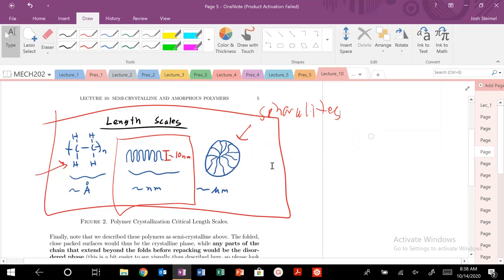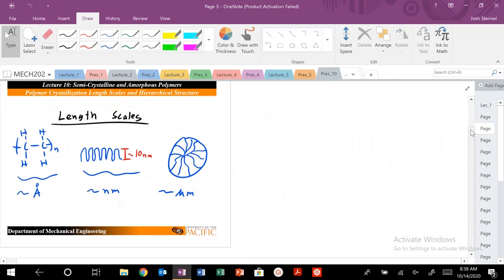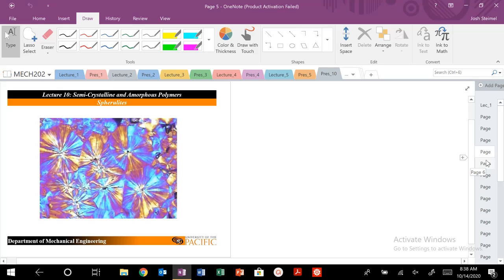And I'm going to go ahead and give you a sneak preview before we get into spherulites. This is the hierarchical structure. We'll look at that in a second. But these are our beautiful spherulites under a polarized light microscope. You can see these different, beautiful colors. It's also called the Maltese cross structure, and it's due to this birefringence, this change in the refractive index from these polymer chains.